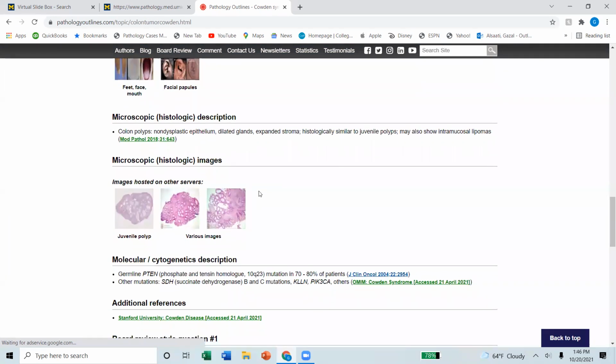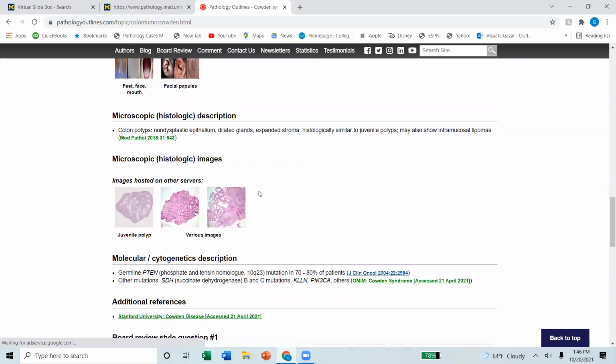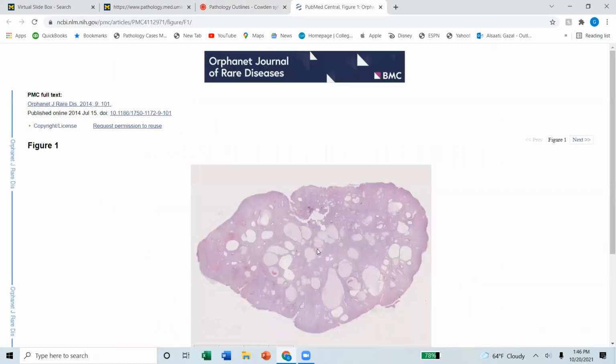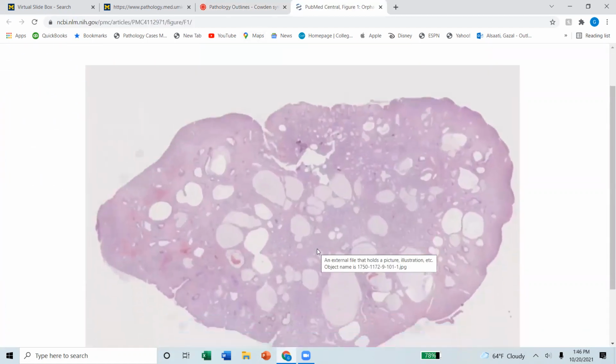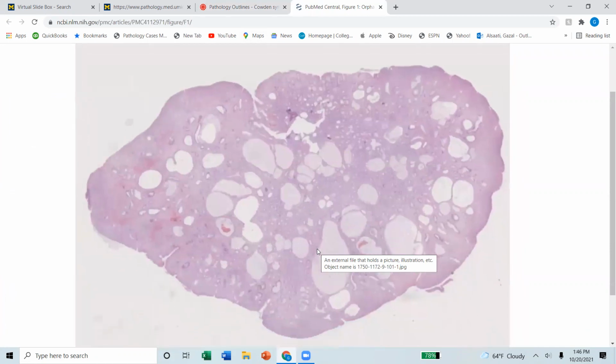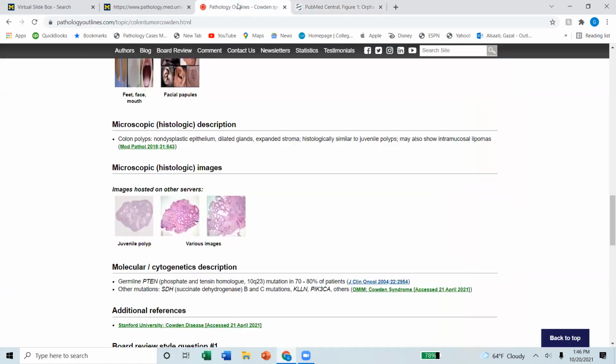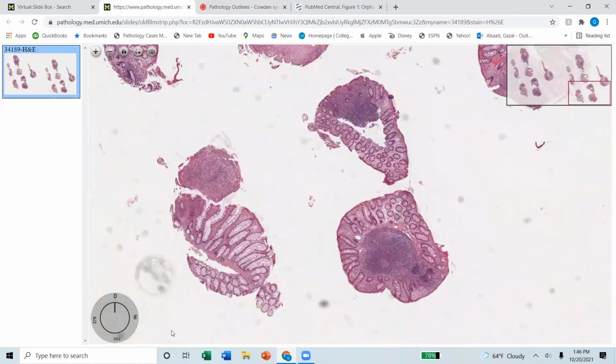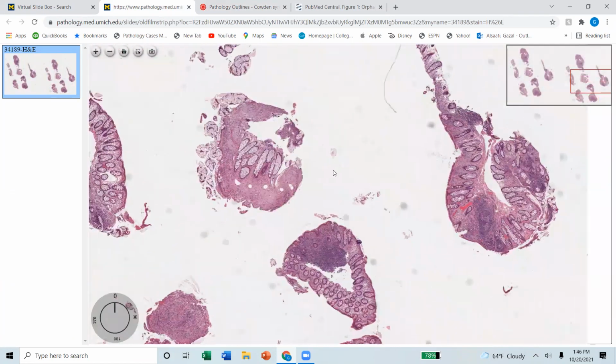Non-dysplastic epithelium, dilated glands, expanded stroma, histologically similar to juvenile polyp, may also show intramucosal lipomas. And the picture they have is this one. Yeah, I mean, it's totally juvenile polyp or retention polyp, so nothing too fancy to add. They said you might find lipomas, so let's see if we have something here.